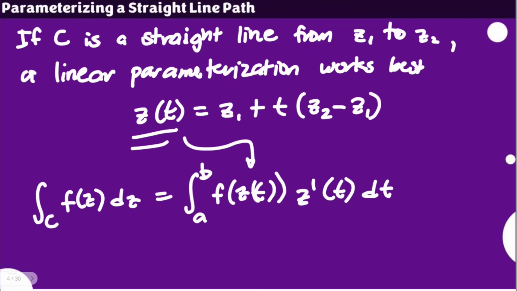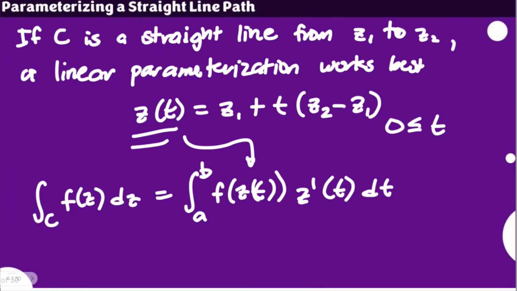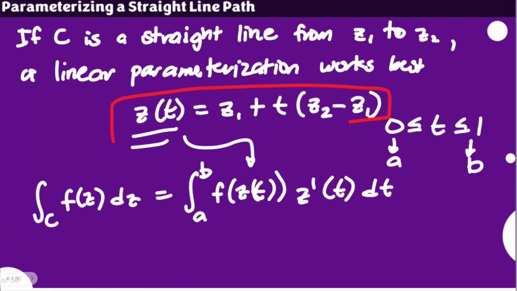We have an additional condition that your t is between 0 and 1. Therefore, this would be your A and this would be your B. So you're going to use whatever your Z sub 1 and Z sub 2 would be, and that would be this form here for your parametric form for your solution to be solvable.